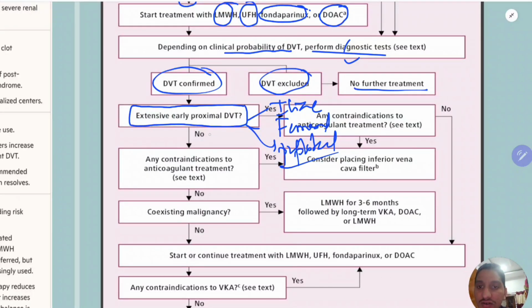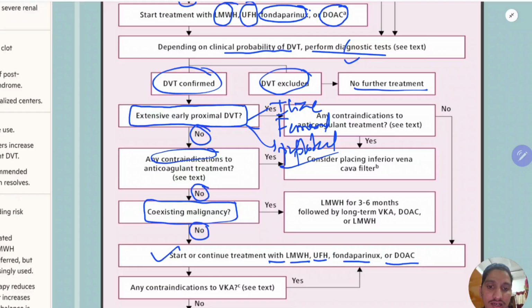so we will go this way. No, it is not extensive proximal DVT. Then again, you will ask the question whether there are contraindications to anticoagulation treatment. Then there is no contraindication. Then you will see whether there is coexistent malignancy. And if the answer is no, then you will start or continue treatment with low molecular weight heparin, unfractionated heparin, fondaparinux, or DOAC.